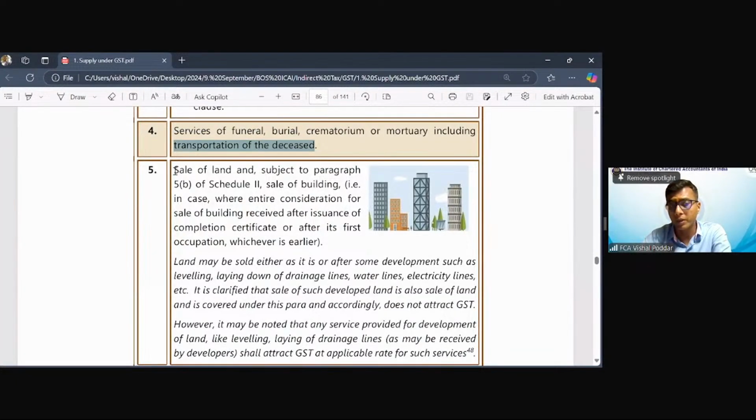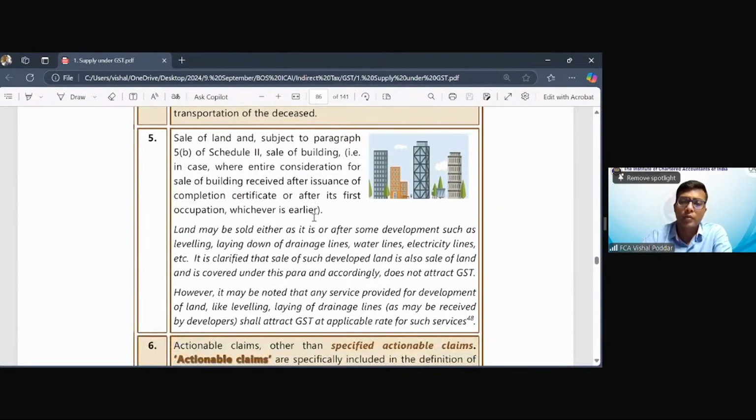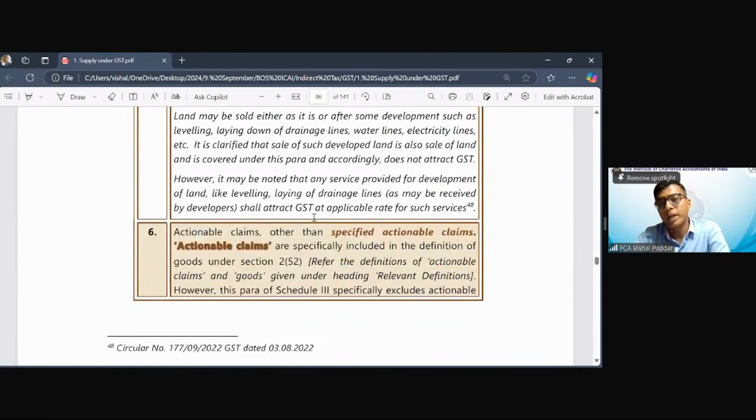Then comes para 5. We discussed this already. One is sale of land, and second is sale of building. Which building? Which is completed because it has been issued the completion certificate. So after the building has received the completion certificate, after that, if you book any flat in that, it will not be liable to GST. But opposite to this, if it is under construction and you are booking a flat, then it will be liable. Now, whether it is flat, shop, office, it is leviable to GST. Then it goes to Schedule 2, where it is treated as supply of service. And then comes the last category.